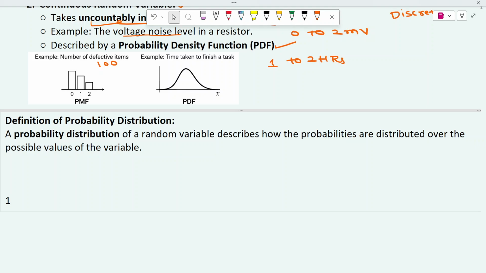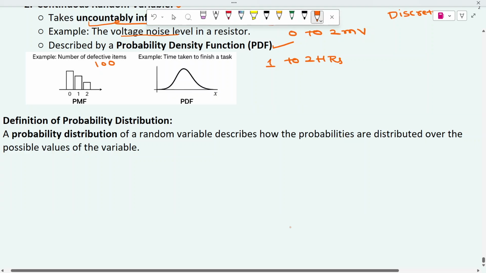Hello friends, welcome back. In this video we will see the definition of the probability distribution function, and we will also see the definition of the density function. First, the probability distribution of a random variable describes how the probabilities are distributed over the possible values of that variable. That is what is meant by probability distribution: how the random variable takes different probabilities and how they are distributed.